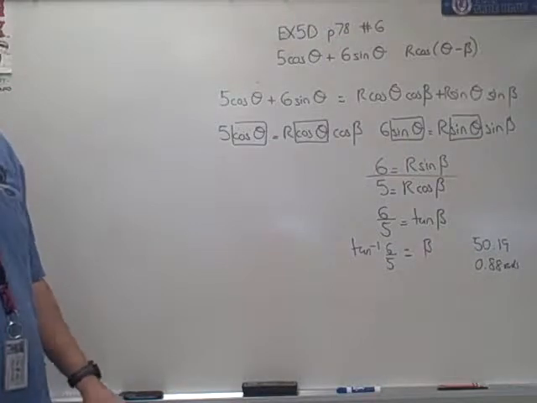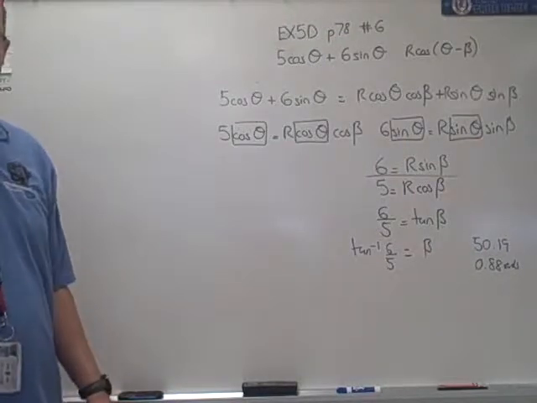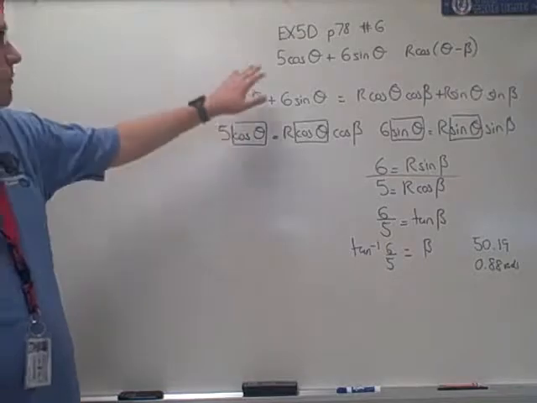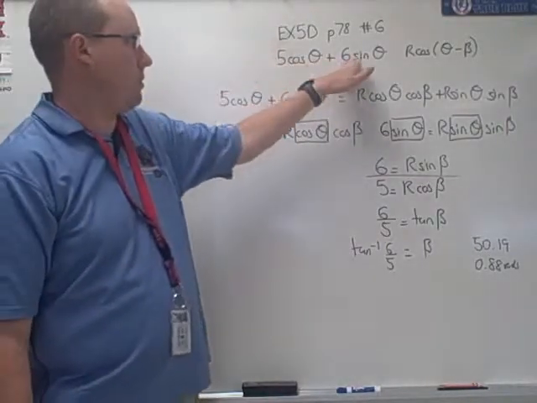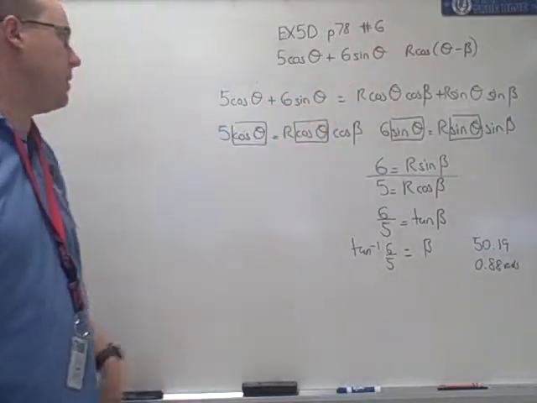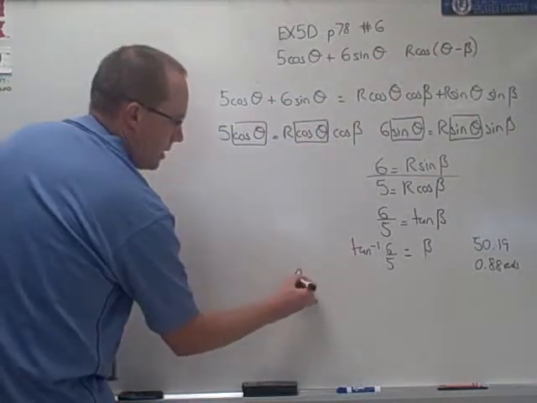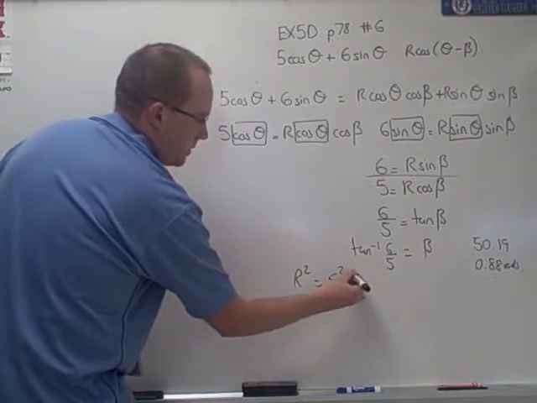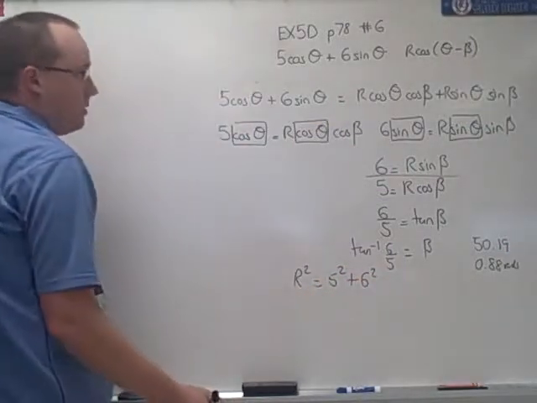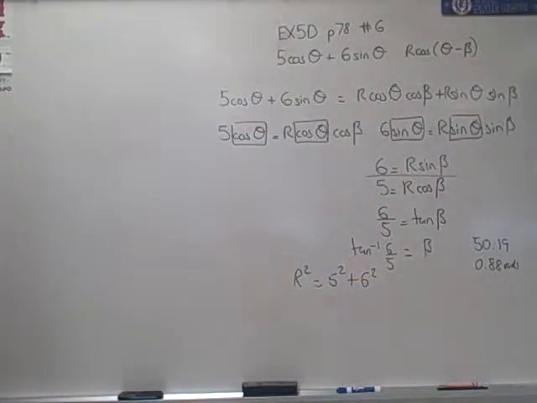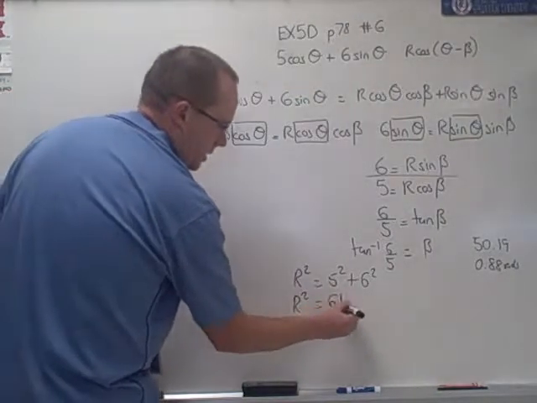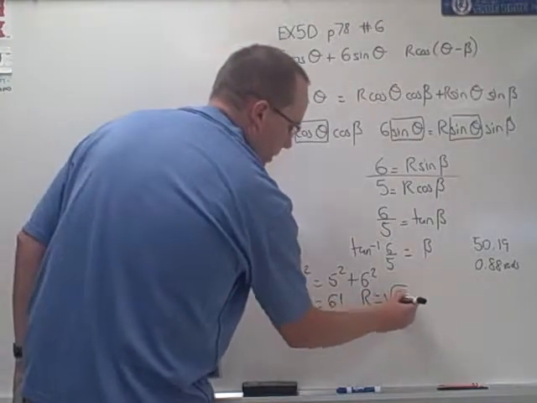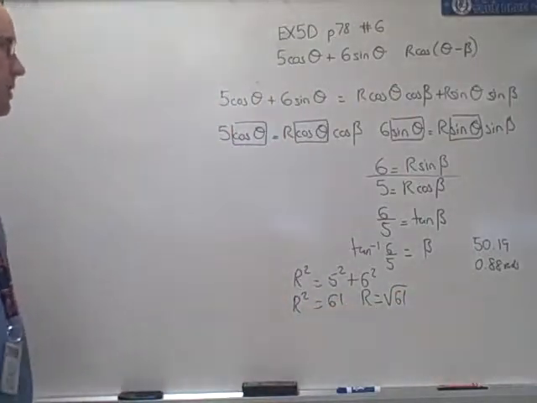Also at this point, I think it's worth reminding you, there is a quick way that you can find the value of r. If we go back to the original equation, we can say this squared plus this squared will equal r squared. Another way of saying this is r squared equals 5 squared plus 6 squared. Now if we add those together, 25 plus 36 is 61. So r squared equals 61, therefore r equals the square root of 61.